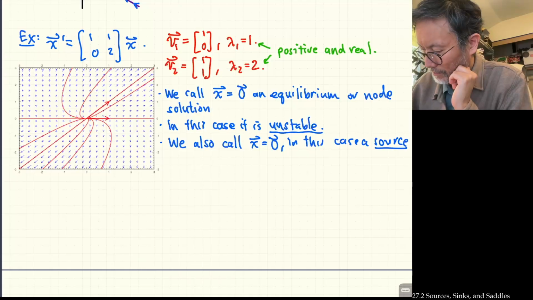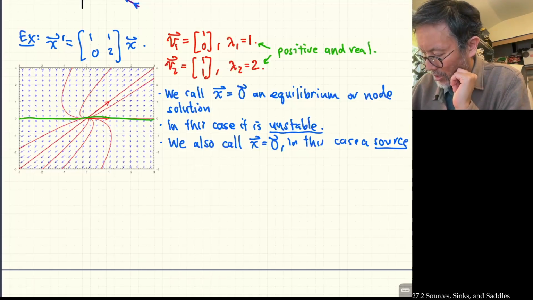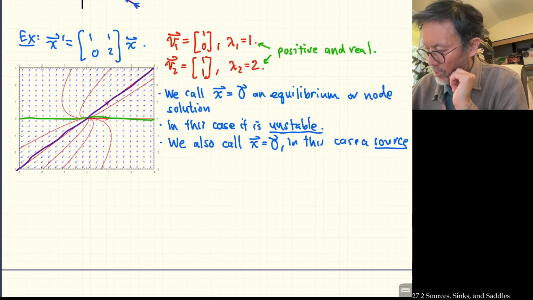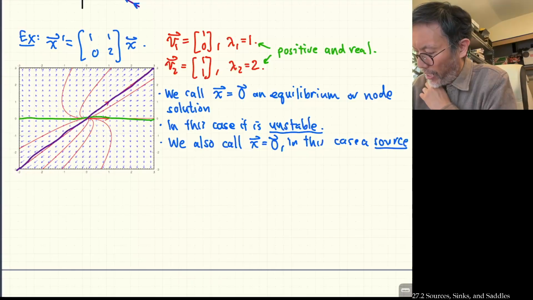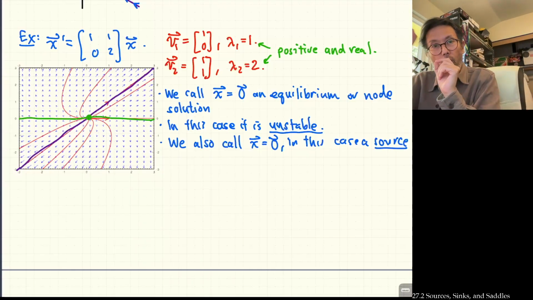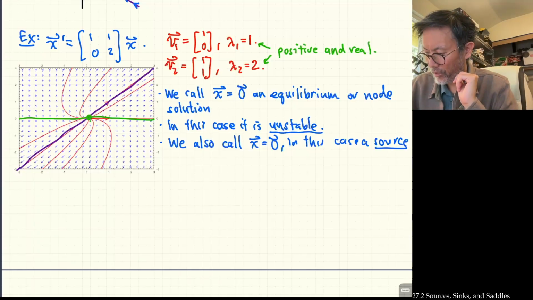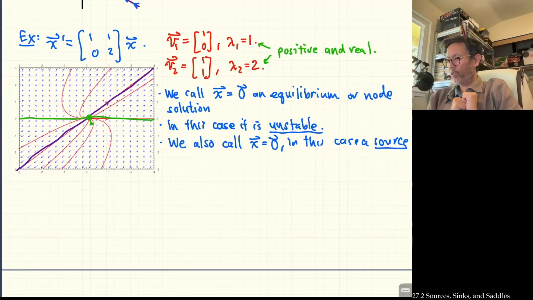You can see here (1, 1), (1, 0), the line determined by it. Okay, and you can see here the line determined by (1, 1). And hopefully you can see what I mean. When we are at x equal to 0, we recede away from it. If we perturb ourselves just a little bit from x equal to 0, if we get a little bit off of x equal to 0, then we're going to recede away from it. We're never going to sink back in, okay? That's why we call it a source.